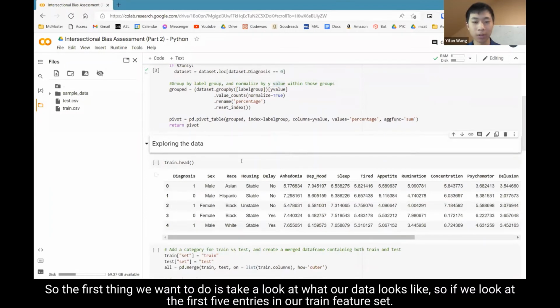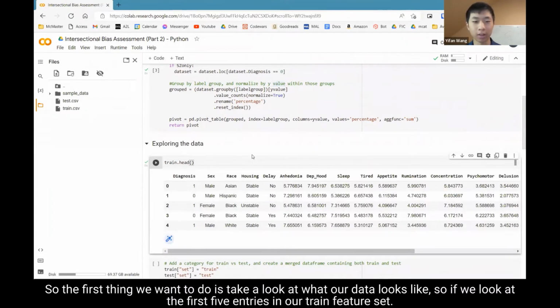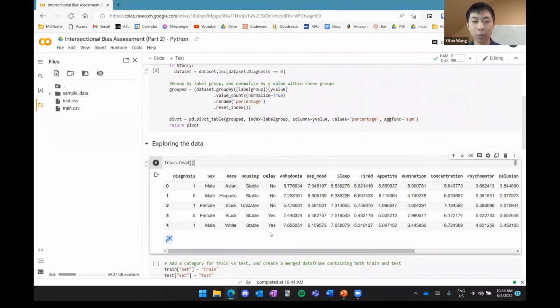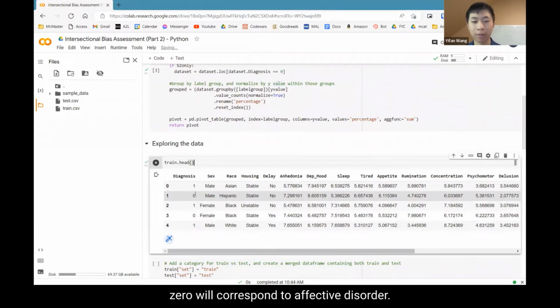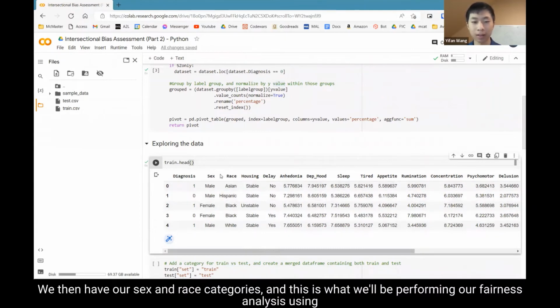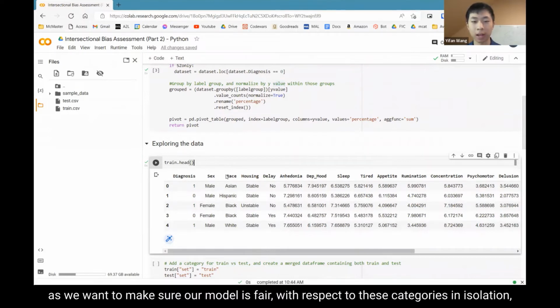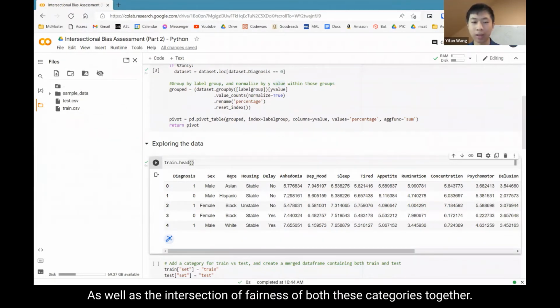So the first thing we want to do is just take a look at what our data looks like. So if we look at the first 5 entries in our train feature set, we'll see what our data looks like. So we have a diagnosis column, and like mentioned, 1 will correspond to schizophrenia, 0 will correspond to affective disorder. We then have our sex and race categories, and this is what we'll be performing our fairness analysis using, as we want to make sure our model is fair with respect to these categories in isolation, as well as the intersectional fairness of both these categories together.